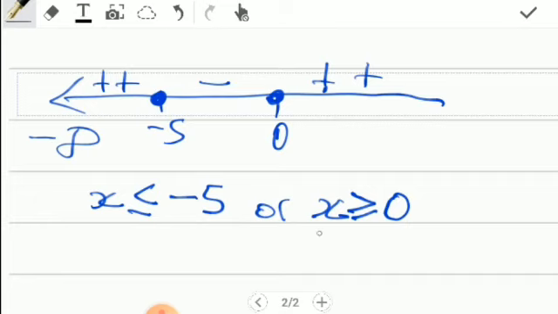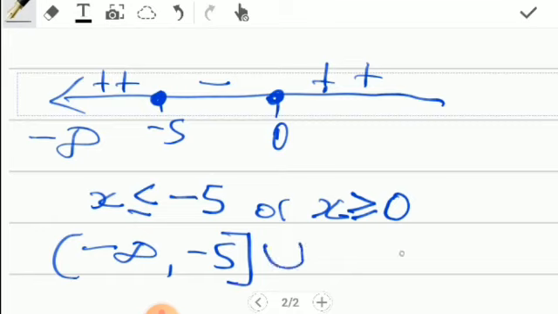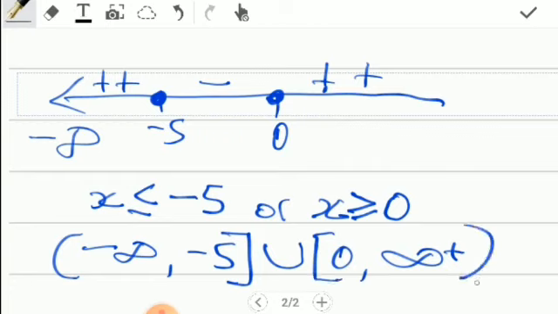We could also represent this using interval notation. Interval notation would have negative infinity to negative 5, then the union, and then 0 to positive infinity, with brackets at the included endpoints. So the second one is interval notation, and the other one up there was using inequalities.